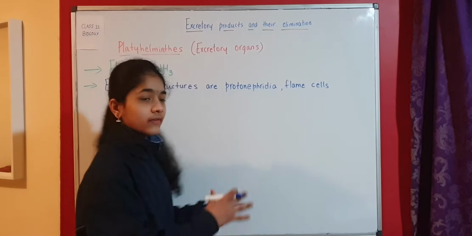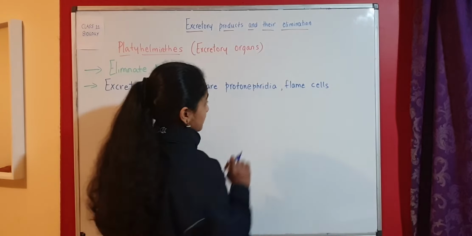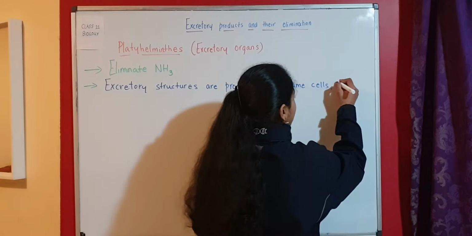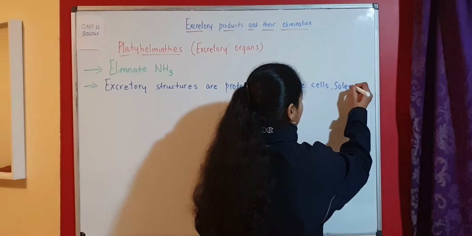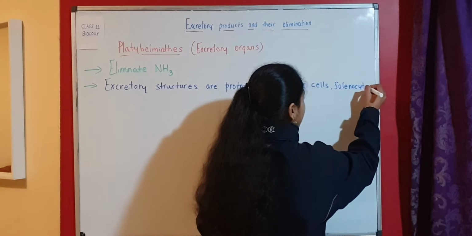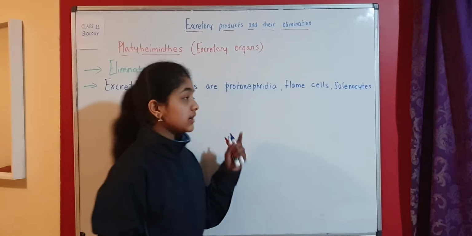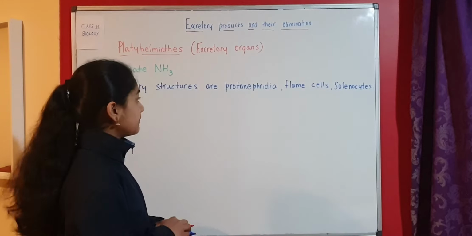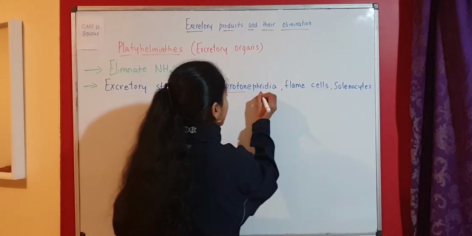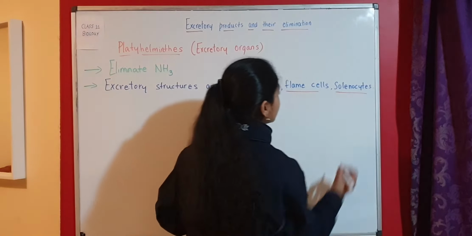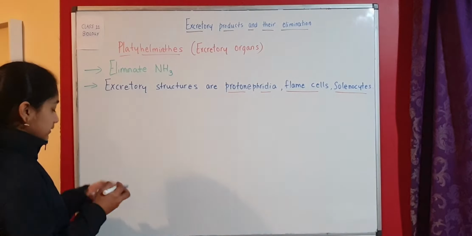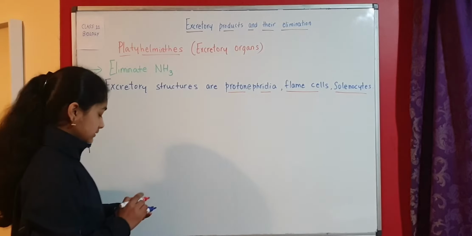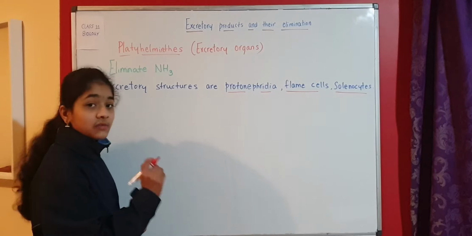So we are going to draw the structure as well and understand this better. And these protonephridia are also called solenocytes. So these are the three terms which are given to these excretory structures in platyhelminthes: protonephridia, flame cells and solenocytes. Now we are going to draw the structure of these excretory organs. First, this is in case of platyhelminthes.